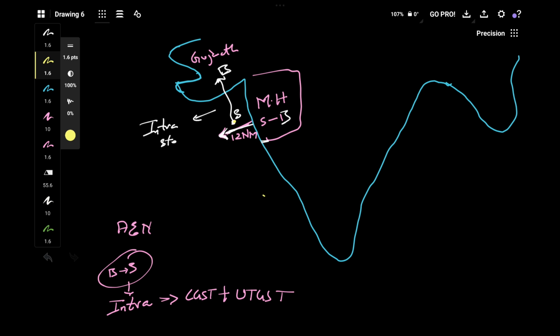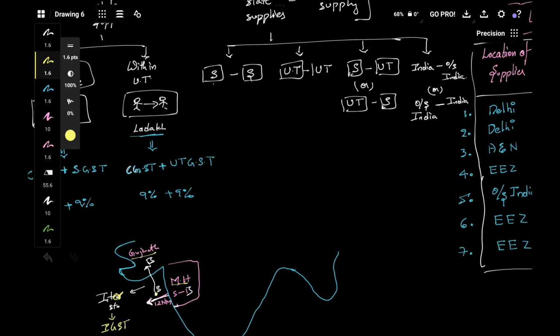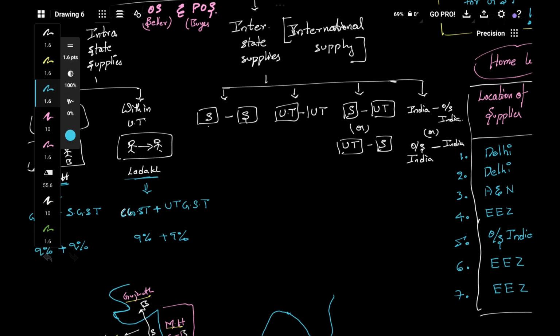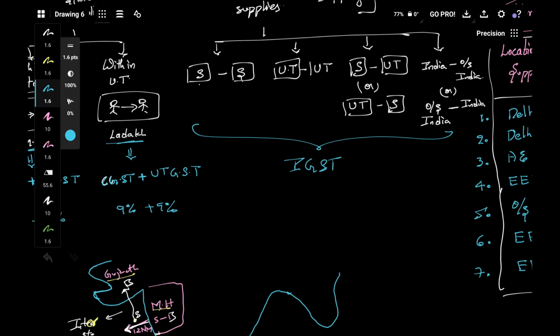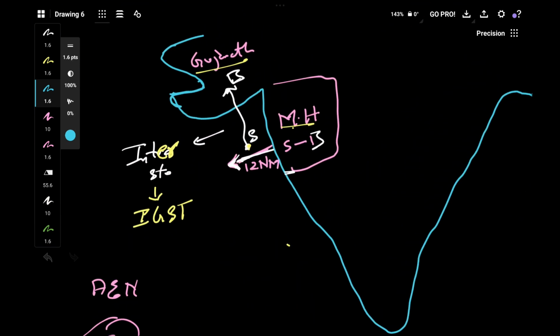And this is Gujarat. Sorry, this is inter then, between different states, right? This is Gujarat and this is Maharashtra, and Maharashtra includes this point. So it is inter, between different states. And on this interstate supply, the tax that is levied is IGST. On all these interstate supplies, IGST, integrated goods and services tax, will apply. So that's how it will be taxed.